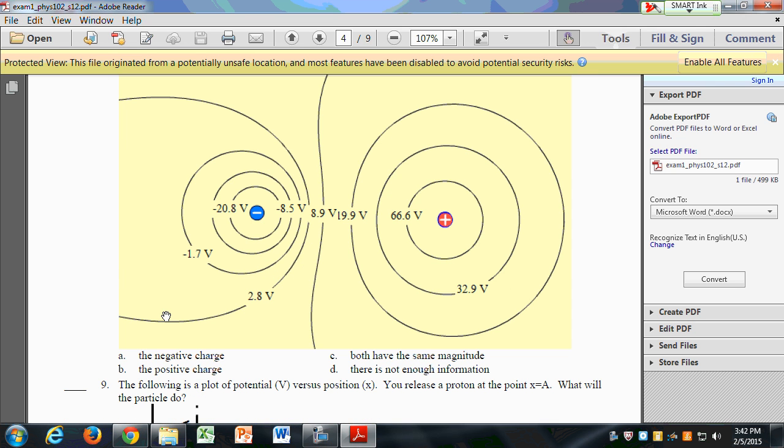And this one was just asking for the charge with a larger magnitude. The way you would tell this is by looking at the equipotential lines. Over here I have an equipotential line of almost 70 volts, whereas about the same distance over here I have minus 20 volts. So that means this is the bigger magnitude charge because the voltage is bigger.